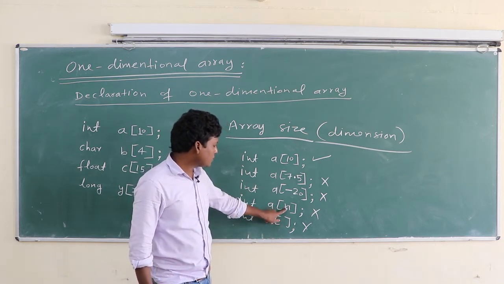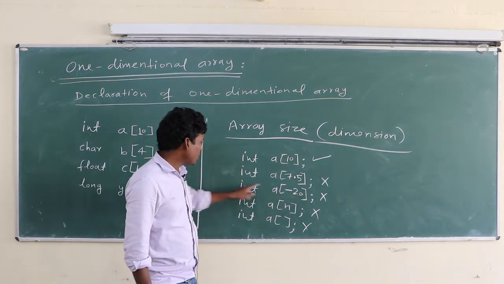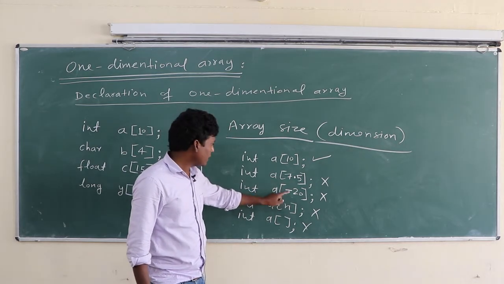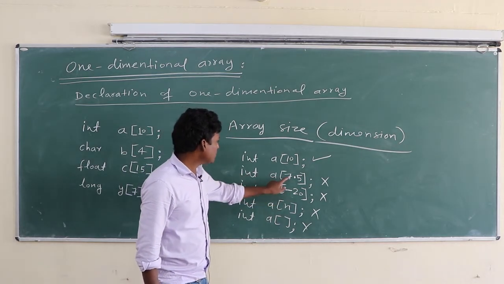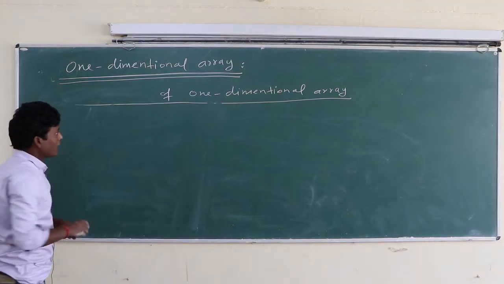This is wrong because this is a variable. This array declaration is wrong because this is -20. It must be positive, not negative. int a of 7.5 is also wrong. This is right: initialization of array.